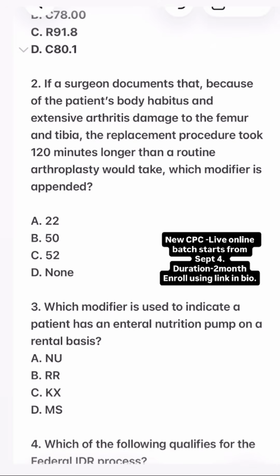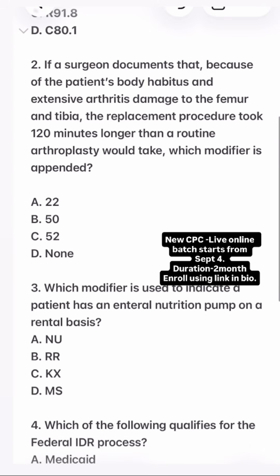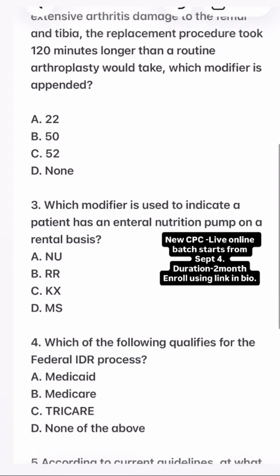The second question, again, is a modifier usage question. If you thoroughly check the question, there is a time increment. The surgeon documents that because the patient's body had extensive arthritis and damage to the femur and the tibia, the replacement procedure took 120 minutes longer than the routine arthroplasty. So which says there was an increased procedural service, so you must use modifier 22.